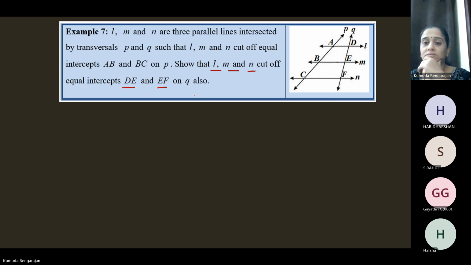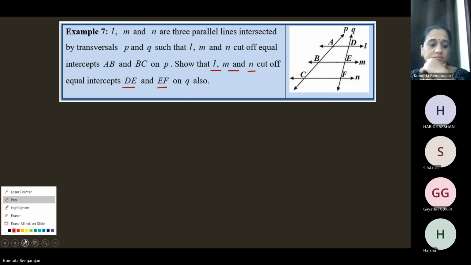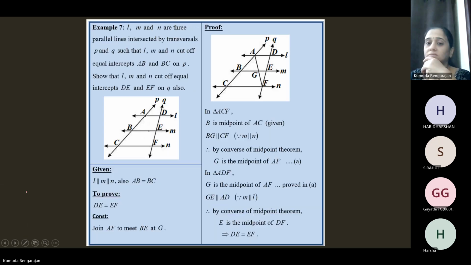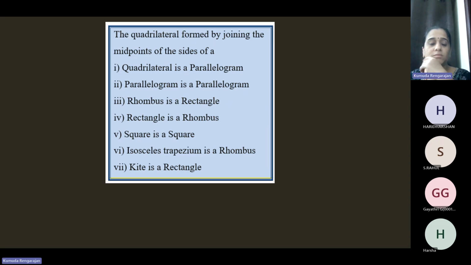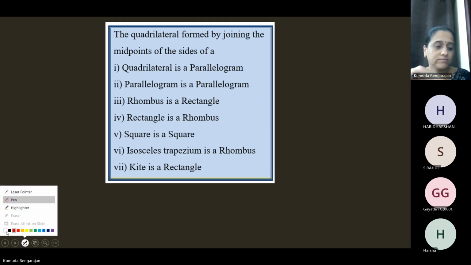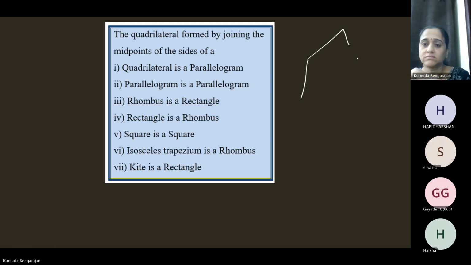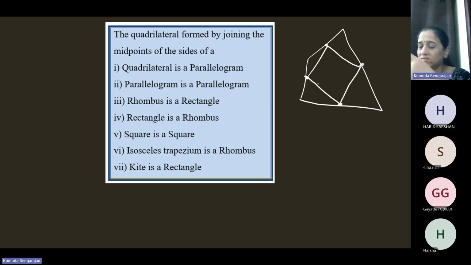All right. Remember this. When you have a quadrilateral with midpoints of all the sides, and you connect them, we have a quadrilateral inside another quadrilateral, right?